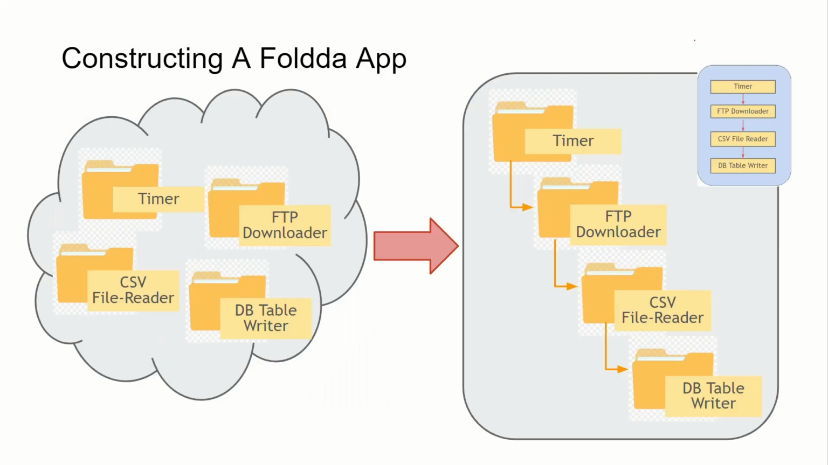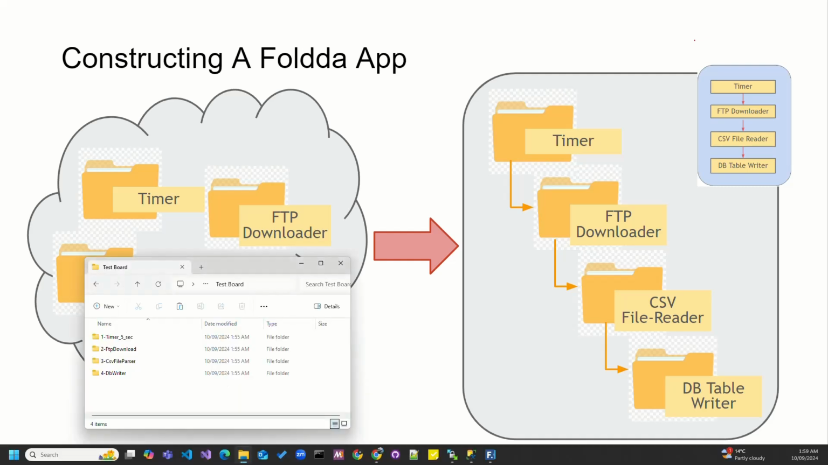In Foldda, pre-built modules are packaged as folders. So for building the pipeline, we just need to find the modules with the feature we want and arrange them in the correct order. This is how we do this in Foldda.